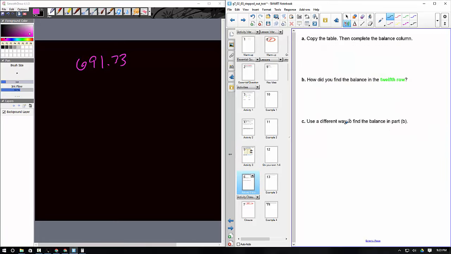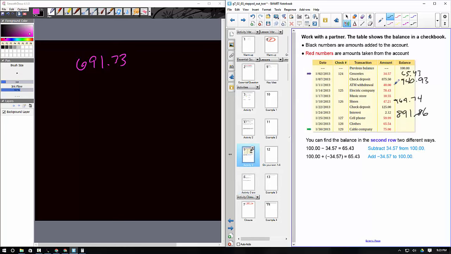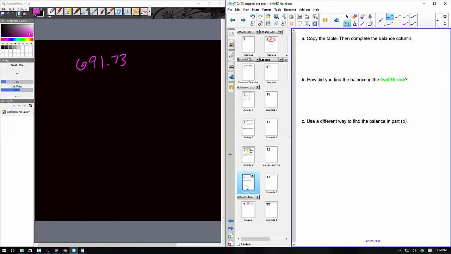Now it says here, what's a different way to find the balance in part B? So we could have done what we did here. Another thing that some people do is they'll add up all the positives first of all. So I take 100 plus 87.50 plus 125 plus 212, get an answer, and then add up all the negative numbers, get an answer, and subtract those two together. And when you do that, you'll get 691.33 as well.